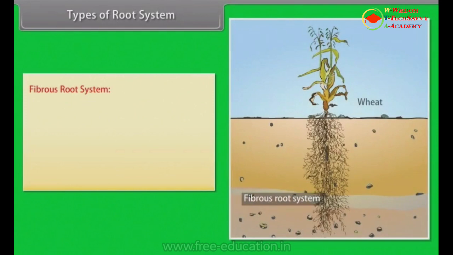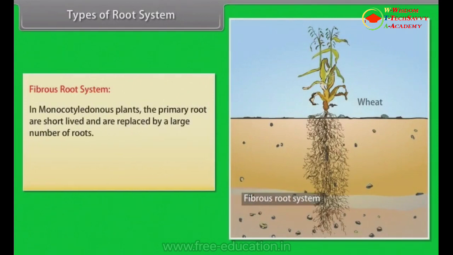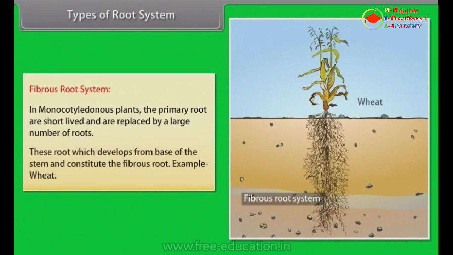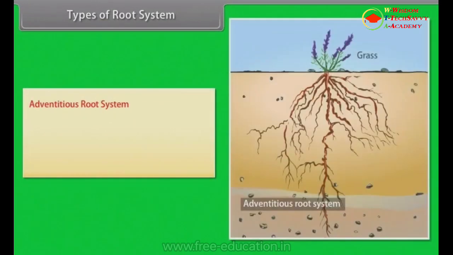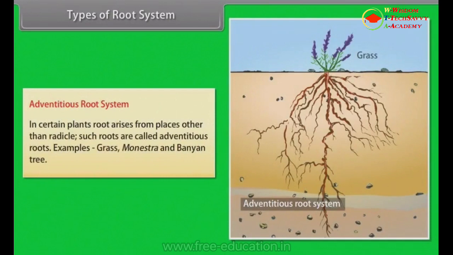Fibrous root system. In monocotyledonous plants, the primary root is short-lived and is replaced by a large number of roots. These roots, which develop from base of the stem, constitute the fibrous root. Example, wheat. Adventitious root system. In certain plants, root arises from places other than radicle. Such roots are called adventitious roots. Examples, grass, monstera, and banyan tree.